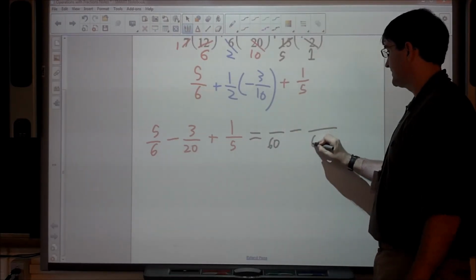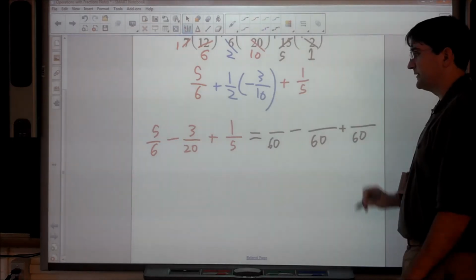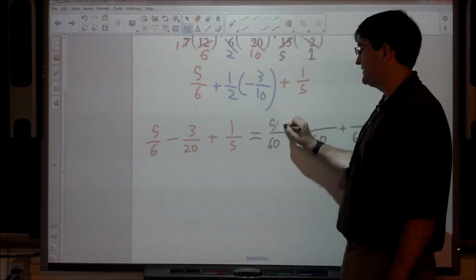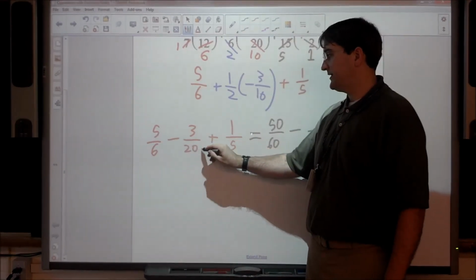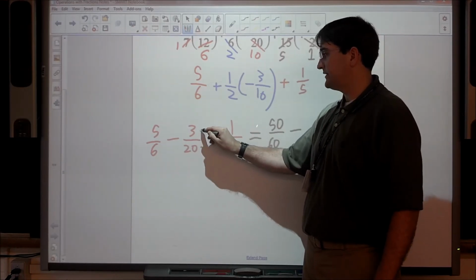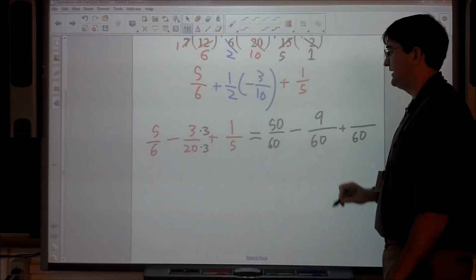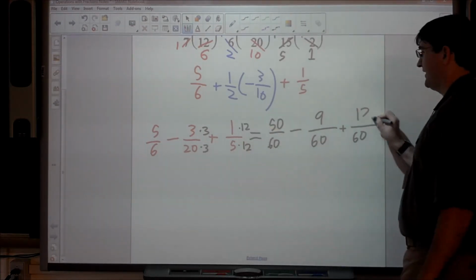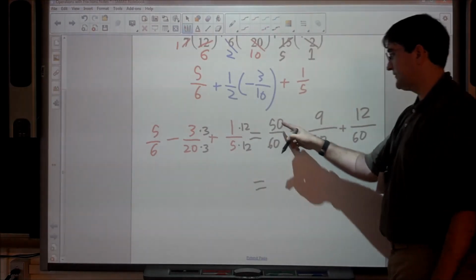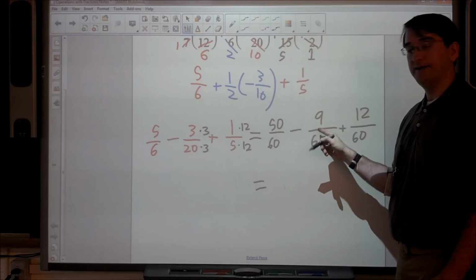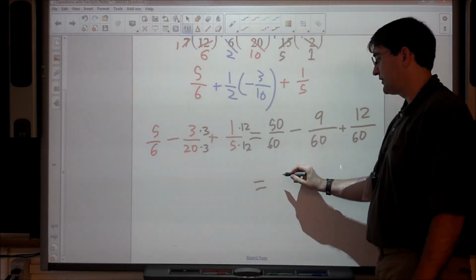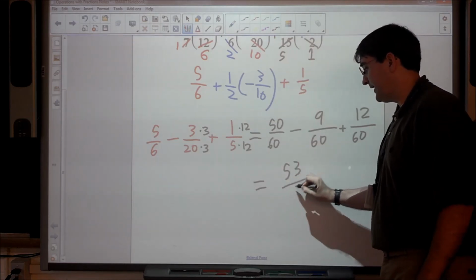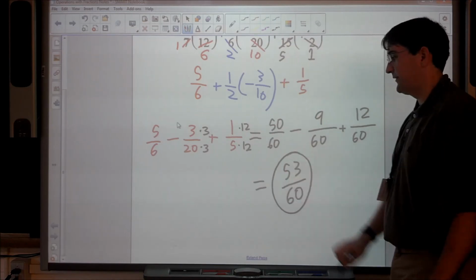So 60 there, and 60 there. This one, I need to multiply top and bottom by 10, so I get 50. This one here, 20 times 3 gives me 60, so I multiply the top by 3, so I get 9. And to get 60 out of 5, I need to multiply by 12. So I get 12 out of 60 there. So my final answer is 50 minus 9. 50 minus 9 is 41, plus 12. 41 plus 12 is 53. 53 out of 60. That's my final answer right there.